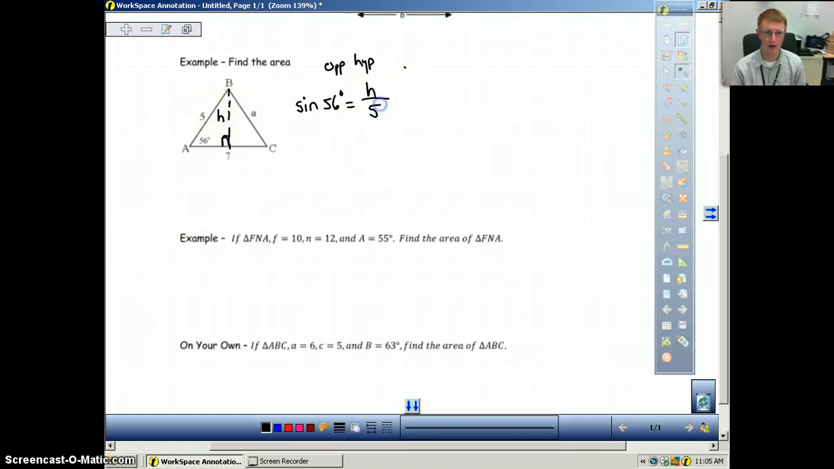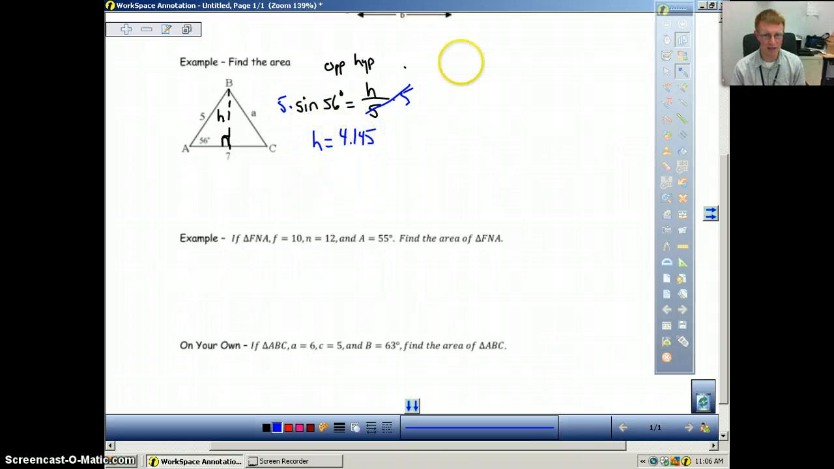So to figure out what h is, we just multiply by 5 on both sides. Whatever we get when we have 5 sine of 56, that's going to be what h is equal to. And in this case, we get 4.145. So we now have the h.